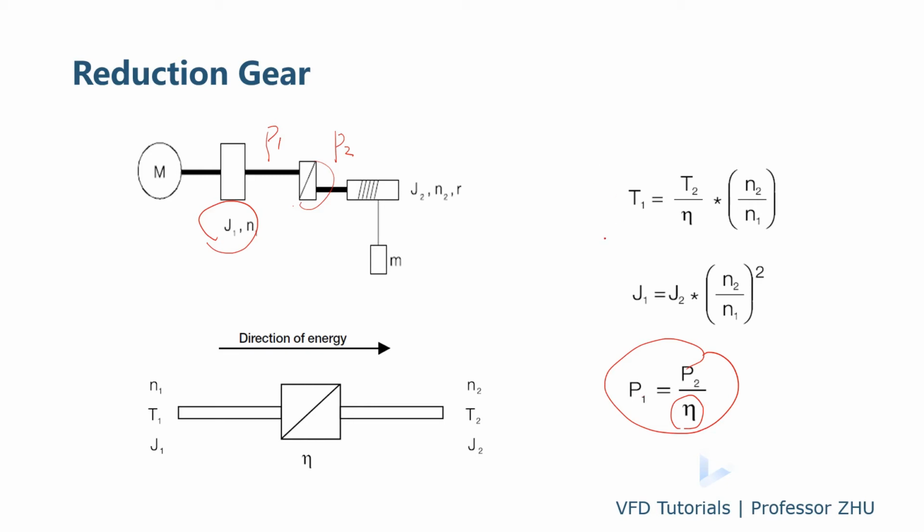If there is no loss, then P1 is equal to P2. Then we get this formula, because P is equal to T times N, and we also have K. If this is omega, then it will be like this. So the relationship between the primary torque and the secondary torque is like this. And also the formula for the inertia: the load side inertia, if we convert it to the primary side, you need this coefficient.